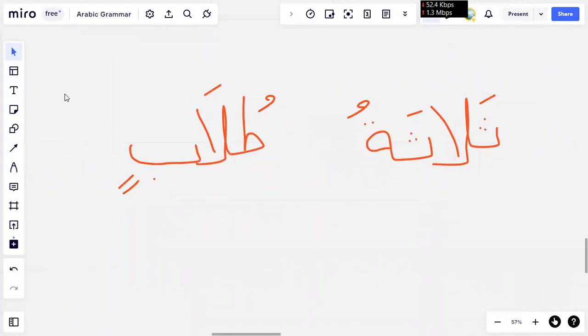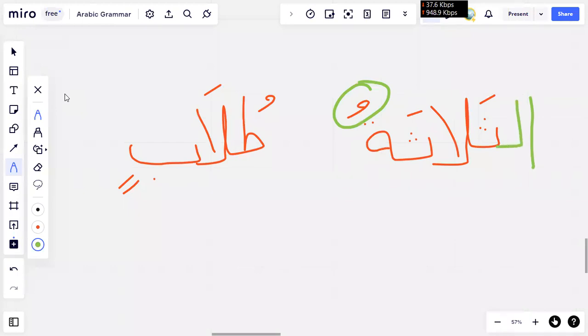So write this rule. The numbers from 3 to 10 are treated like mudaf, which means you cannot use tanween with them and you cannot use alif lam with them when there is a madud.